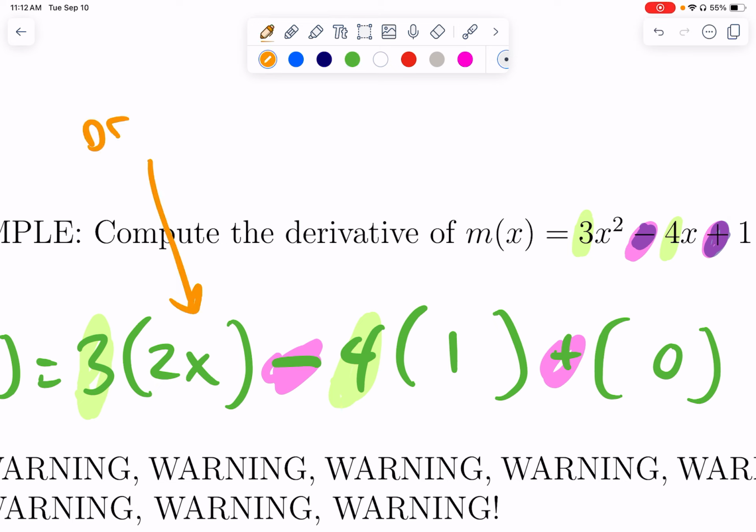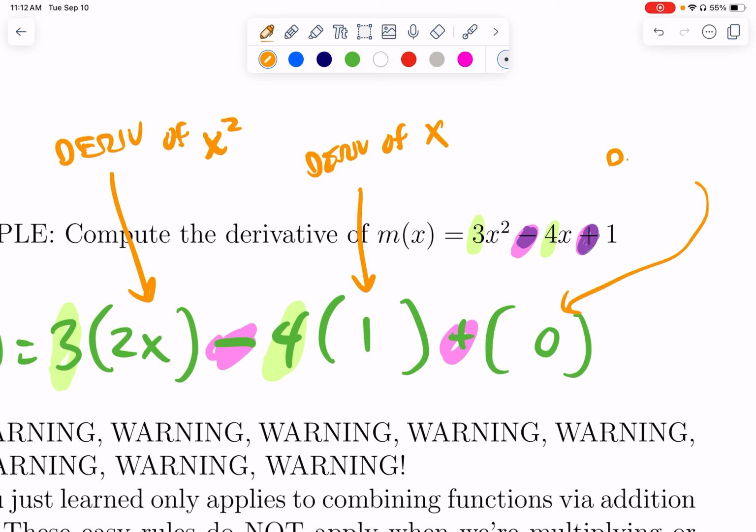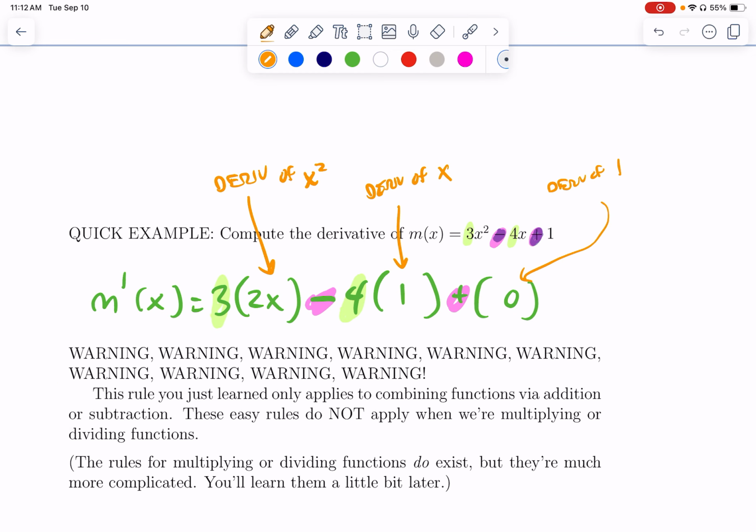So I'm going to annotate this. Don't feel like you have to do this if you already understand. But this part here is the derivative of x squared. This part here is the derivative of x. This part here is the derivative of 1. So we have kind of these structural elements of, yes, there's subtraction, yes, there's addition, yes, there are some coefficients, but they're just kind of built into the answer. Here's my subtraction, here's my addition, here's a coefficient, and then I just fill in my derivatives. And then, of course, if we simplify this, our simplified answer would be 6x minus 4.